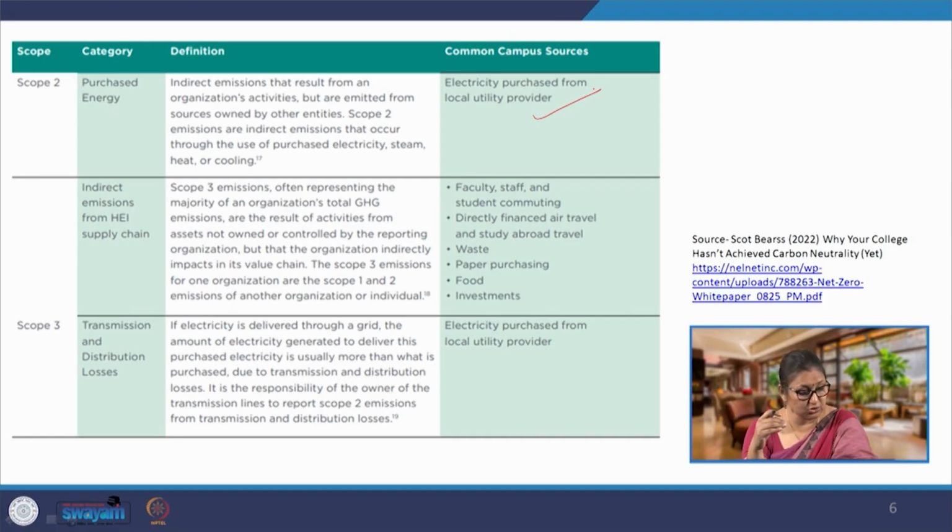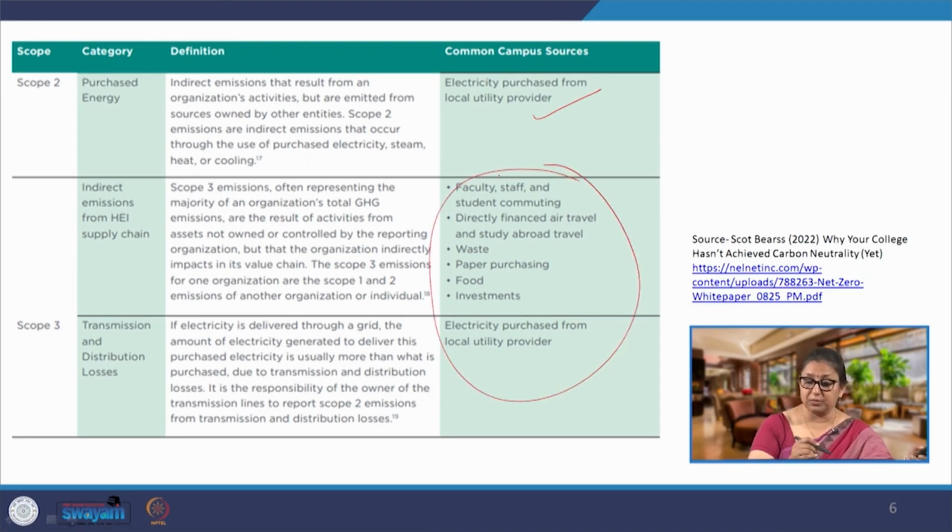And scope 3 emissions are the indirect emissions that are from the value chain, the supply chain. So, this is, as we have seen, faculty and staff commuting, financed air travel, study abroad travel, and waste processing, because most of the time the waste is not being processed, but it is being collected and disposed of or sent to a recycling or processing facility. So, all the emissions for collecting and processing the waste is scope 3. Paper purchasing, food, investments, and electricity purchased from the local utility provider, the T&D losses for that. So, this is all coming under the scope 3 emissions.